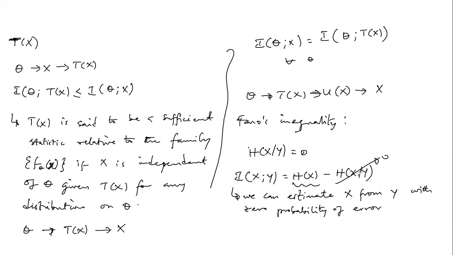So hence, it should be possible to estimate x with a low probability of error only if the conditional entropy is small. So when the conditional entropy is as small as possible, then Fano's inequality quantifies the idea.